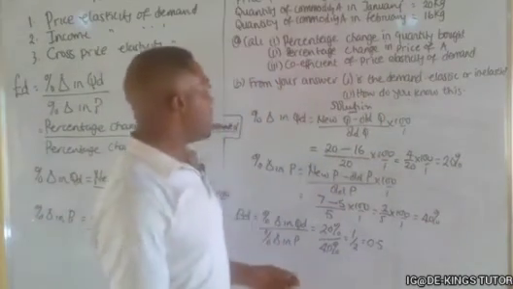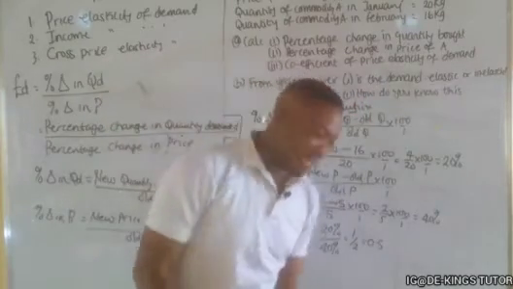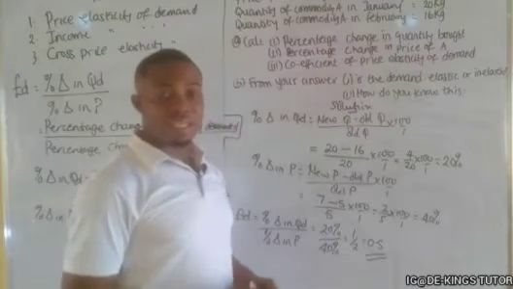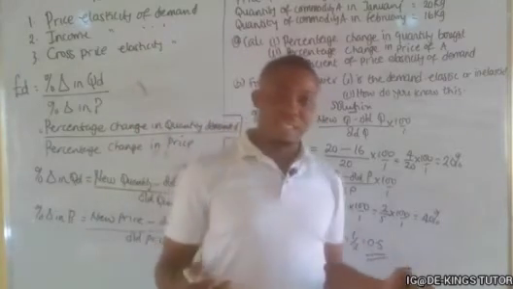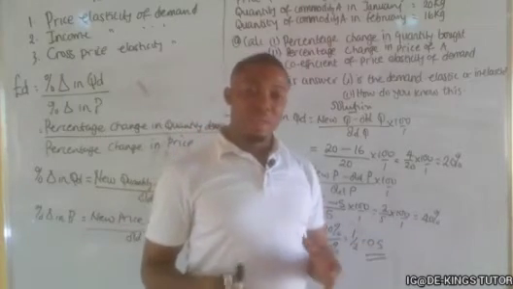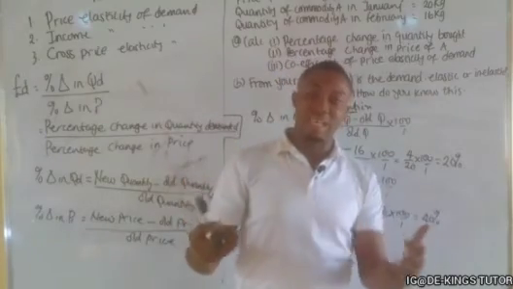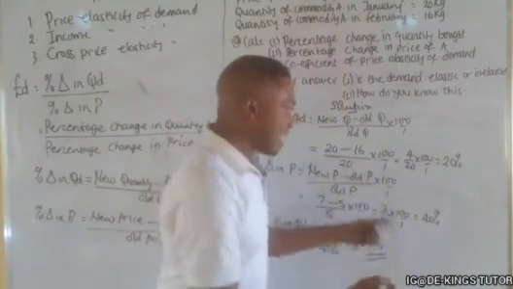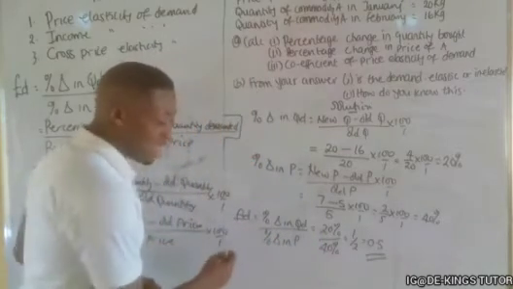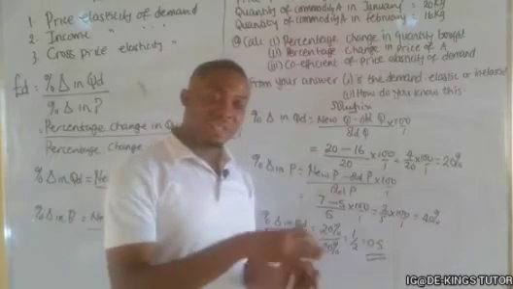So if we were asked, from your answer, is the demand elastic or inelastic? Now this is our answer. Is the demand elastic or inelastic? Now the demand is inelastic. Why? Because elasticity is less than 1. Remember when we were talking about the types of price elasticity of demand, the elastic, the inelastic. We said now, this coefficient, if it is greater than 1, it is elastic. If it is less than 1, it is inelastic. And if it is equal to 1, it is unitary.